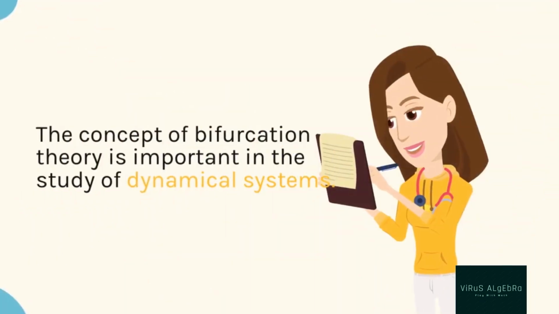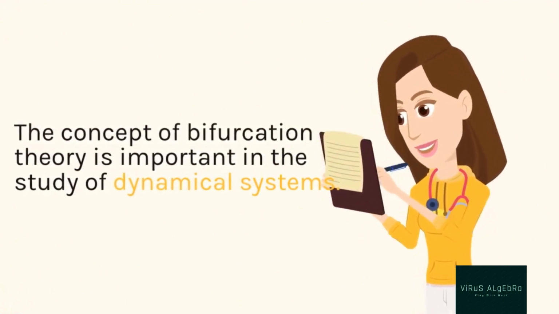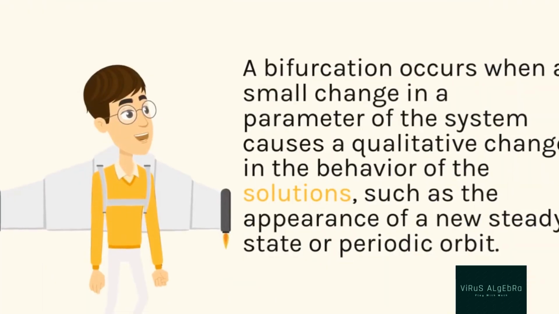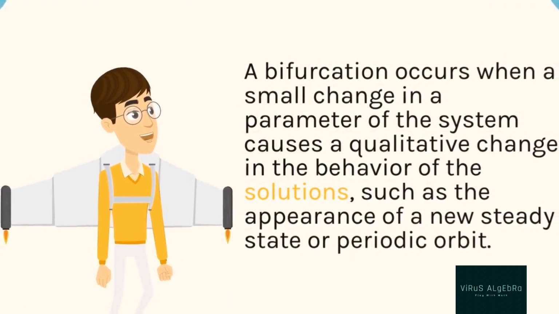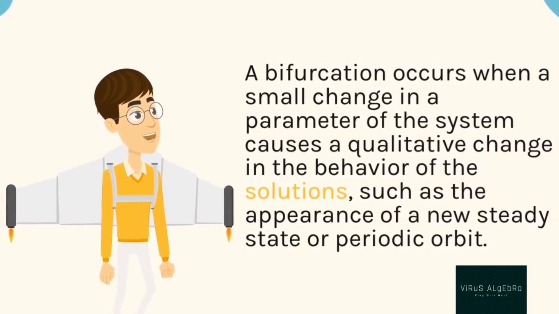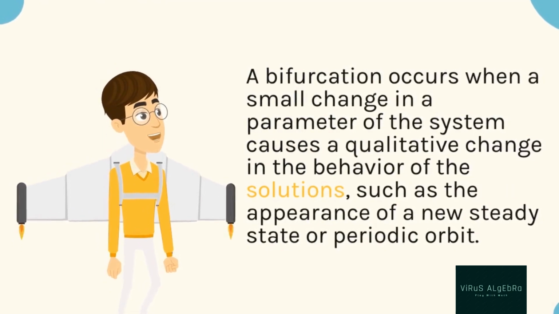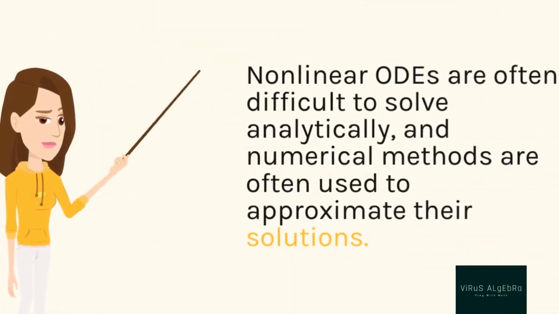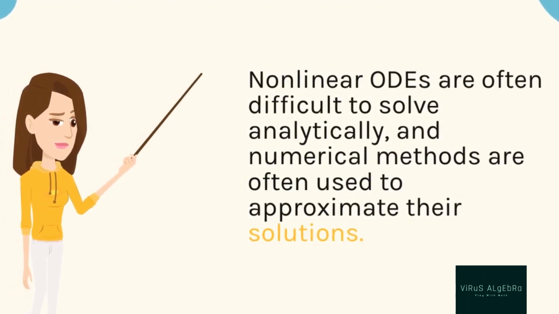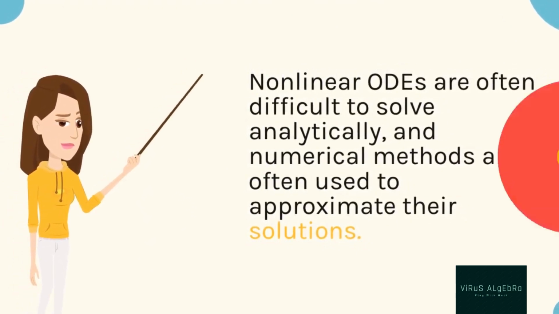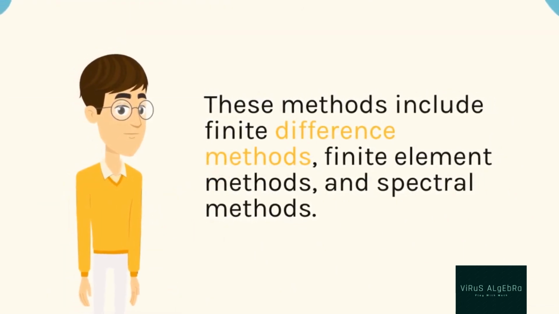The concept of bifurcation theory is important in the study of dynamical systems. A bifurcation occurs when a small change in a parameter of the system causes a qualitative change in the behavior of the solutions, such as the appearance of a new steady state or periodic orbit. Nonlinear ODEs are often difficult to solve analytically, and numerical methods are often used to approximate their solutions. These methods include finite difference methods, finite element methods, and spectral methods.